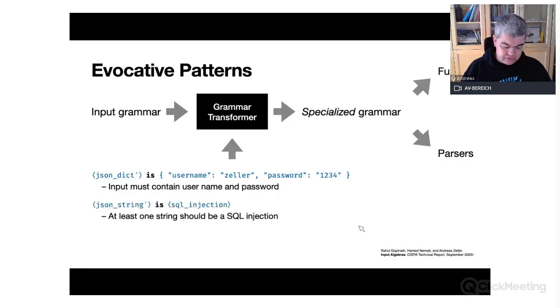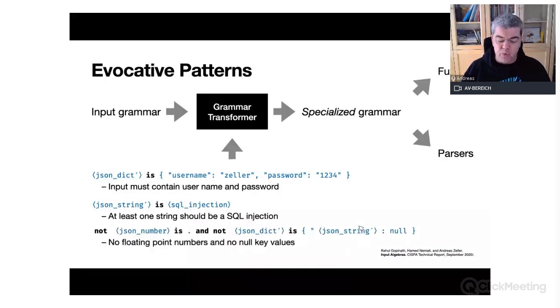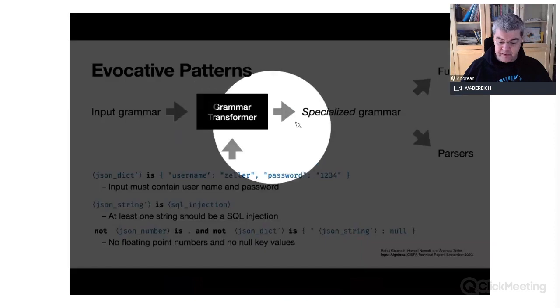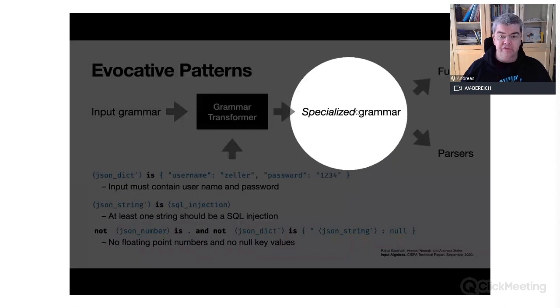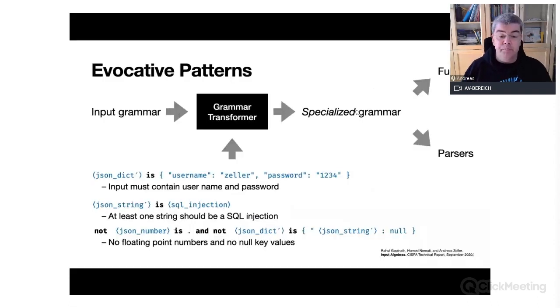I can also create Boolean formulas out of that, which is a pretty unique feature. To the best of our knowledge, this is the first mechanism that allows you to actually tell a grammar that something should not be included. But yes, you can say, I want no floating point numbers and I want no null key values in my grammar. And every time, what comes out of this is a specialized grammar that satisfies these constraints. And this specialized grammar is still a context-free grammar, and you can put this into an arbitrary grammar-based fuzzer. And you can also use it to parse, to check whether the conditions are met or not.